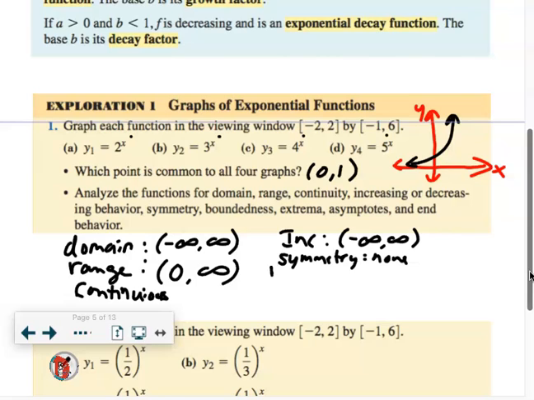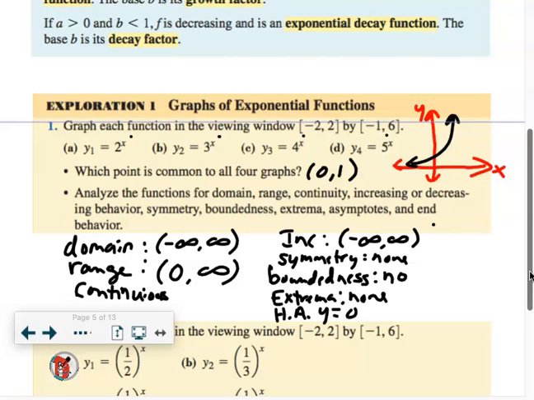Boundedness, we'd have to say no, because that means that it's bounded above and below. We can see that this graph is bounded below, but it's definitely not bounded above. We don't get any local maxes or local mins. We do have an asymptote, and that asymptote is the x-axis. So we get a horizontal asymptote of y equals 0, and then I have to fit the end behavior on here somewhere.